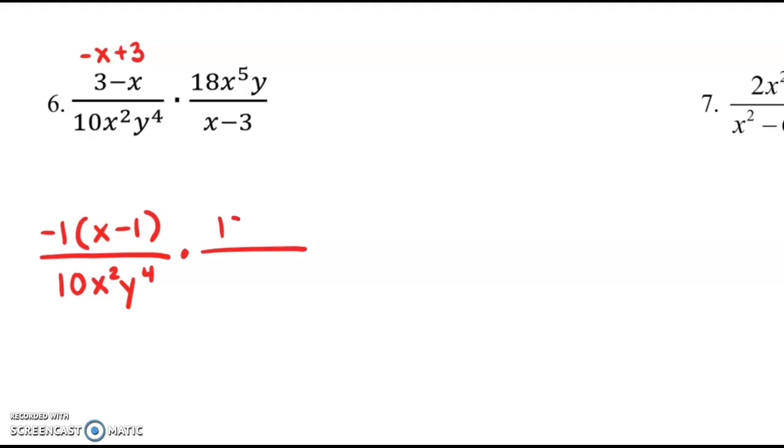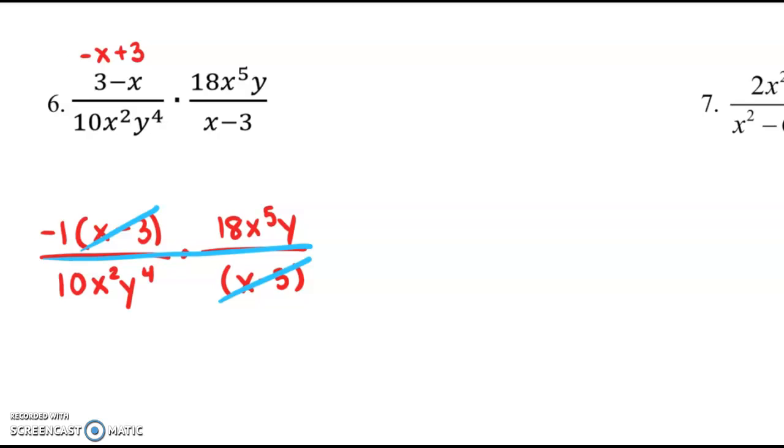Same thing with the top of my second fraction. And then the bottom is x minus 3. Oop, this one should be x minus 3, not x minus 1. Then I can pretend like it's one big fraction. I can start canceling. X minus 3, gone.